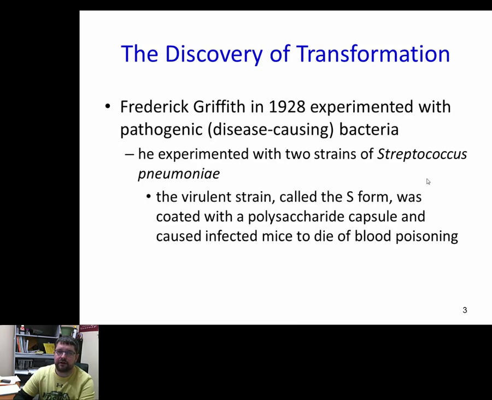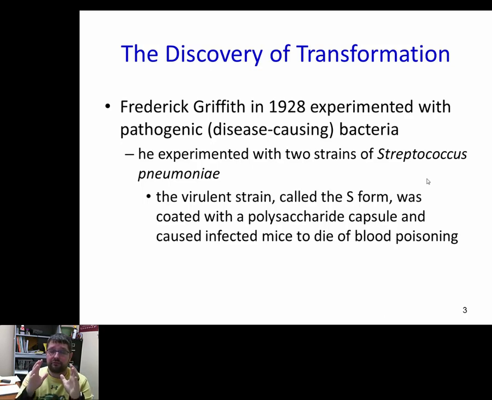So the virulent strain he called the S form, and that is coated with a polysaccharide cap. And so we've talked about this before. Remember, bacteria will have two or three layers. First layer, plasma membrane, then a cell wall, and then potentially a capsule or a cap that goes around it.